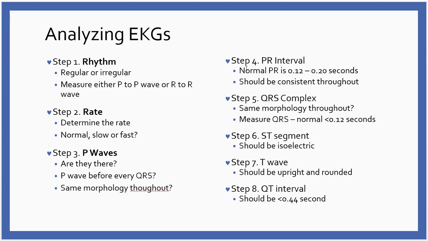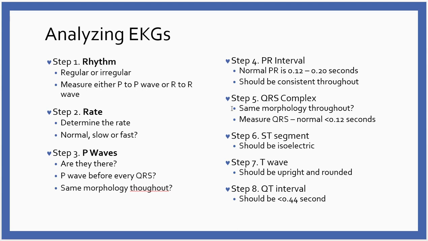We've identified P waves. Now we want to figure out the PR interval. And remember, normal is between 0.12 and 0.20 seconds. So that was 3 to 5 baby boxes. If it's too short, it's likely a junctional rhythm. If it's too long, it's likely a first-degree AV block. And the other thing that's important is that the PR interval should be consistent all the way through. You shouldn't have a PR interval of 0.16 on one complex and then 0.22 on another. They should be consistent throughout.